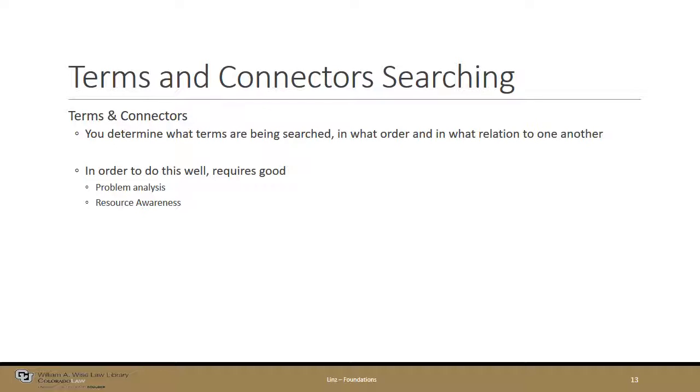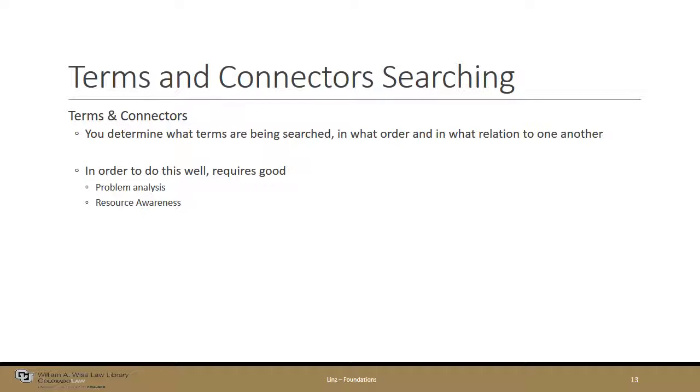All right, terms and connector searching now. Let's look at terms and connector searching. We have a basic search from the natural language searching, and really what we've done is we've identified the terms in that natural language searching. The advantage of the terms and connector search over the natural language search is now we get to determine what terms are being searched, in what order they're being searched, and what the relationship of the terms are to one another. In the natural language search, we simply put in the terms.